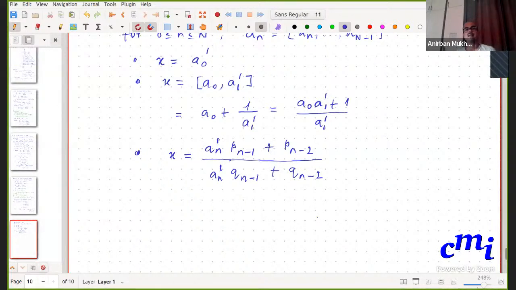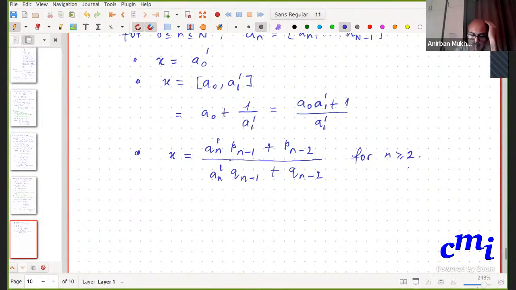This we have actually seen earlier. So for n greater than or equal to 2, you can write it all the way up to capital N.